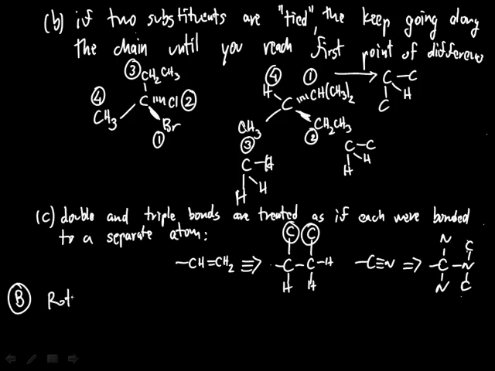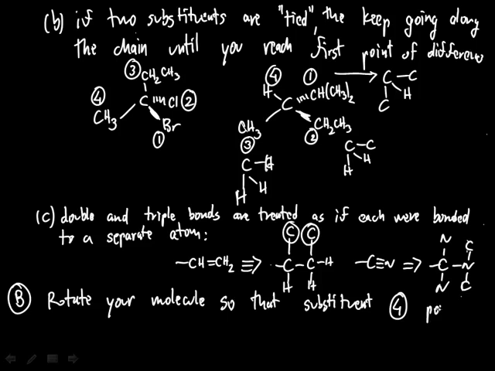And so the second rule is that you rotate your molecule so that substituent 4, the lowest priority substituent, points to the back. Okay? Here's an example of how that is done. If we have our CH3, fluorine here, then our lowest priority substituent is this methyl group.